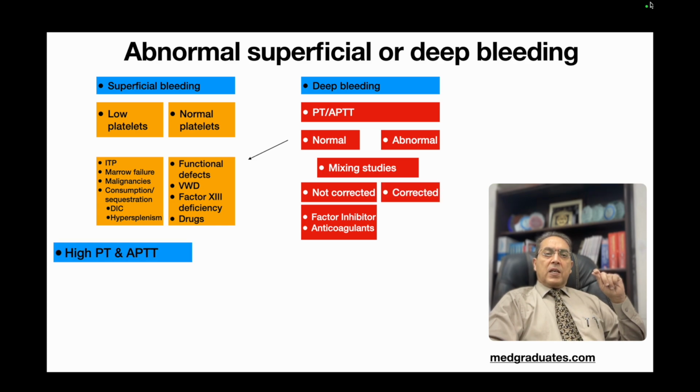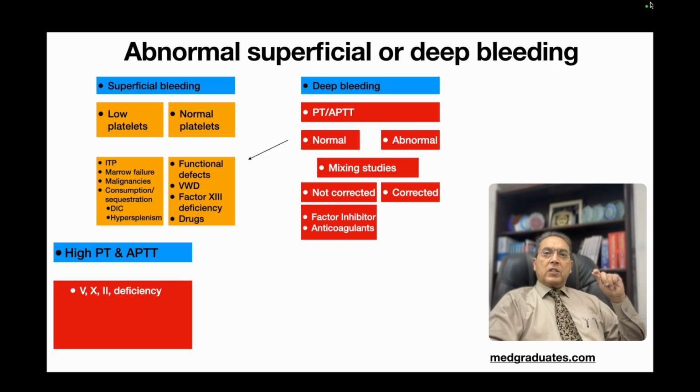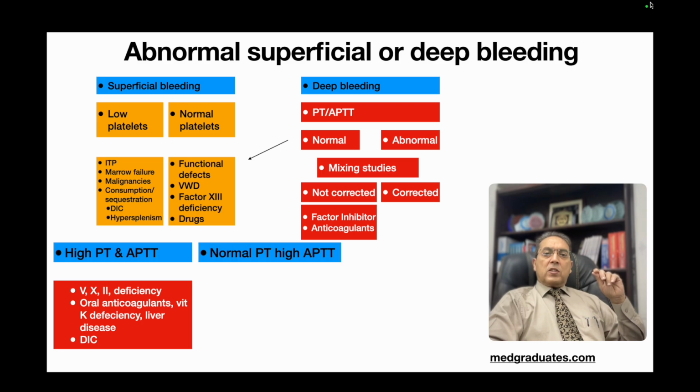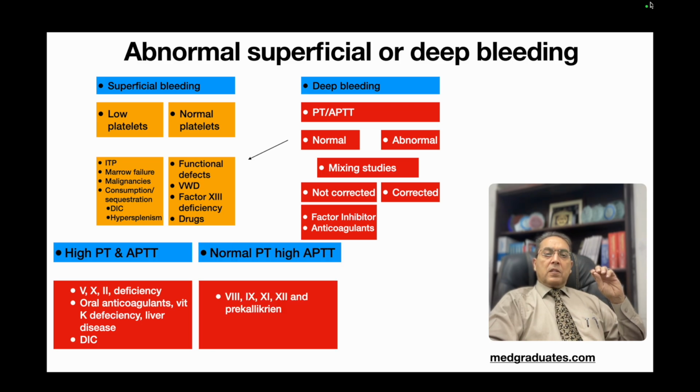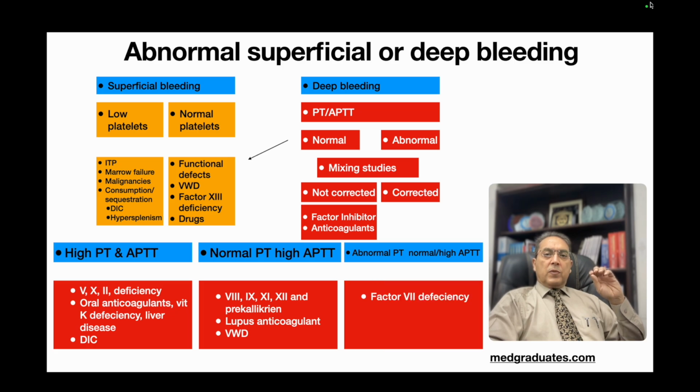For example, if the patient has high PT and APTT, this may be factor 5, factor 10, or factor 2 deficiency. Oral anticoagulants, vitamin K deficiency, and liver disease may be one reason, and DIC may be another reason. And if a patient has normal PT but high APTT, this is factor 8, 9, 11, 12, and prekallikrein deficiency. There may be lupus anticoagulant present, and von Willebrand disease can produce a similar defect. And then if the patient has abnormal PT while the APTT is either normal or high, this may be factor 7 deficiency, vitamin K deficiency, liver disease, or the patient may be on anticoagulants.